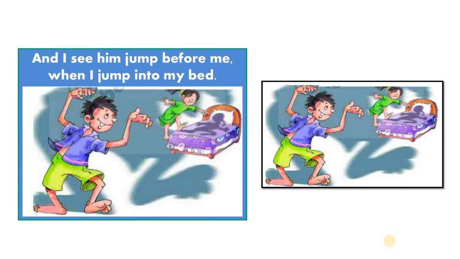अब आप पूछेंगे वो कैसे? Shadow jumps on the bed before the poet because of the position of light. जब कभी लाइट हमारे पीछे होती है तो बेड पे हमारी शैडो पहले दिख जाती है. It means whenever the poet goes near his bed, his shadow falls on the bed before him.